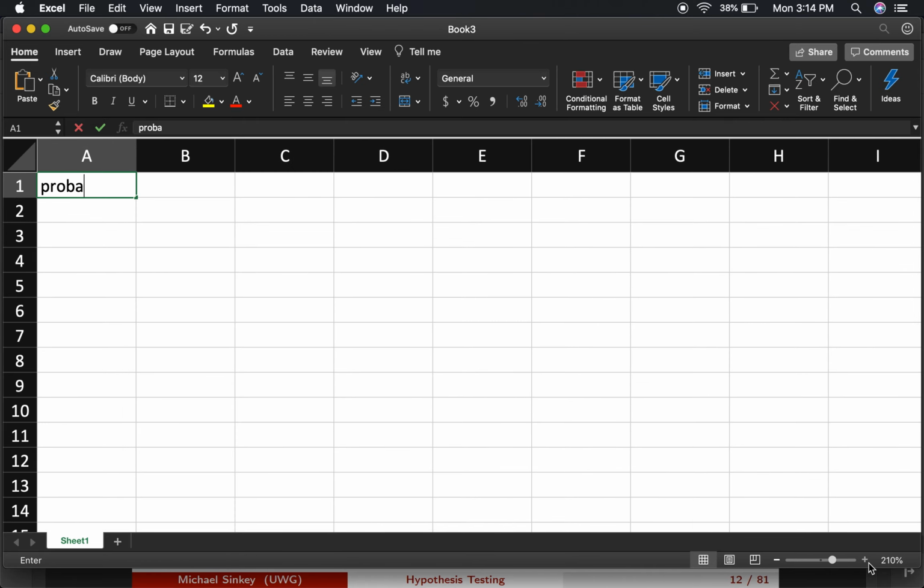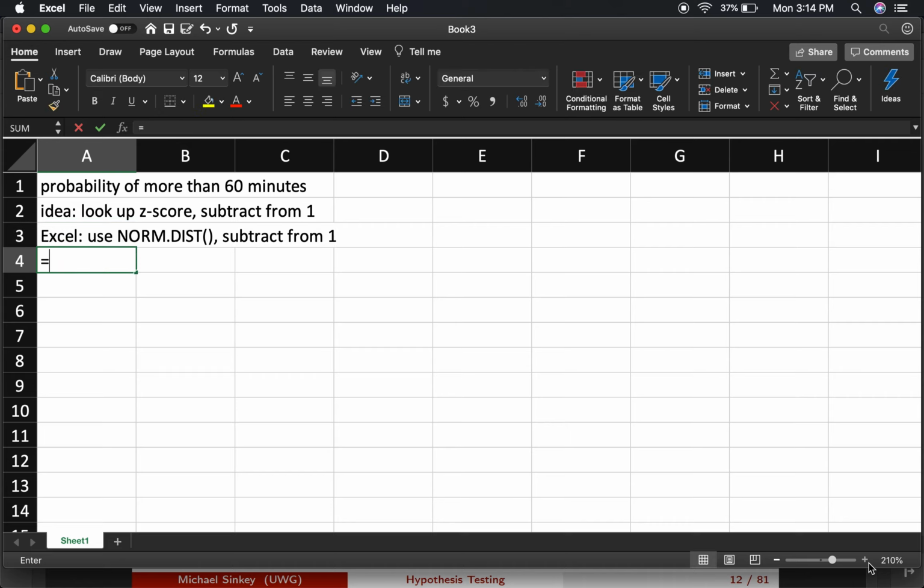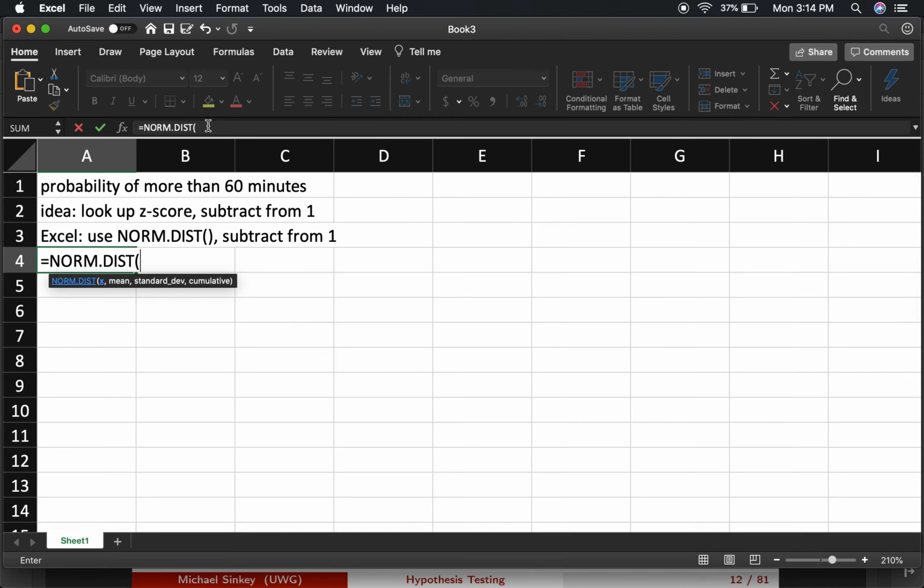And let's say I want to find the probability of more than 60 minutes. The idea: look up the z-score, subtract from 1. In Excel, we're going to use norm.dist, subtract from 1. Okay, let's try it out. Equal norm.dist. X is the number that we're interested in. That's up here.